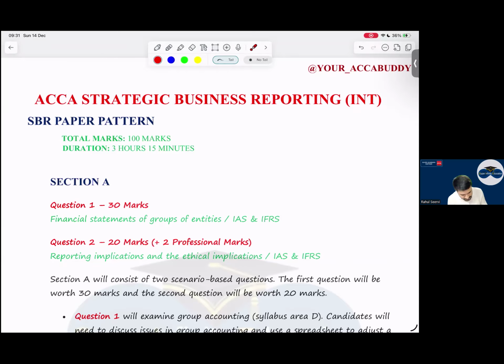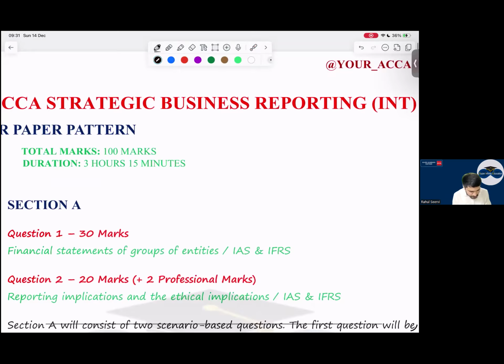Then for the 100 marks, what is the duration when coming to your P level? 3 hours 15 minutes. Extra 15 minutes is available. Understand that. So let's do a basic calculation. 3 hours 15 minutes. What is the total in minutes then? 60 into 3 plus 15. How much is this? 195. Am I right? Yes. So you have 195 minutes, and you have to attend 100 marks.